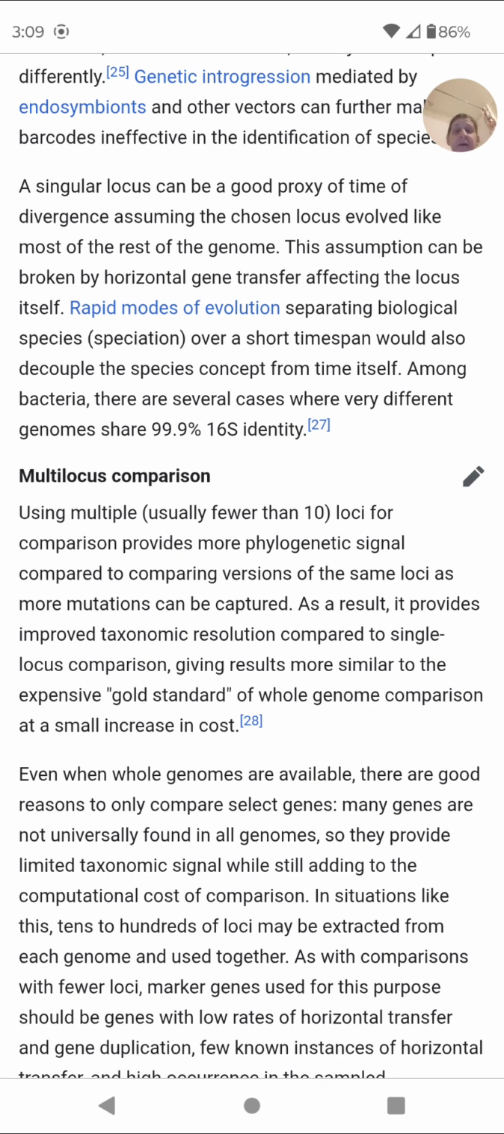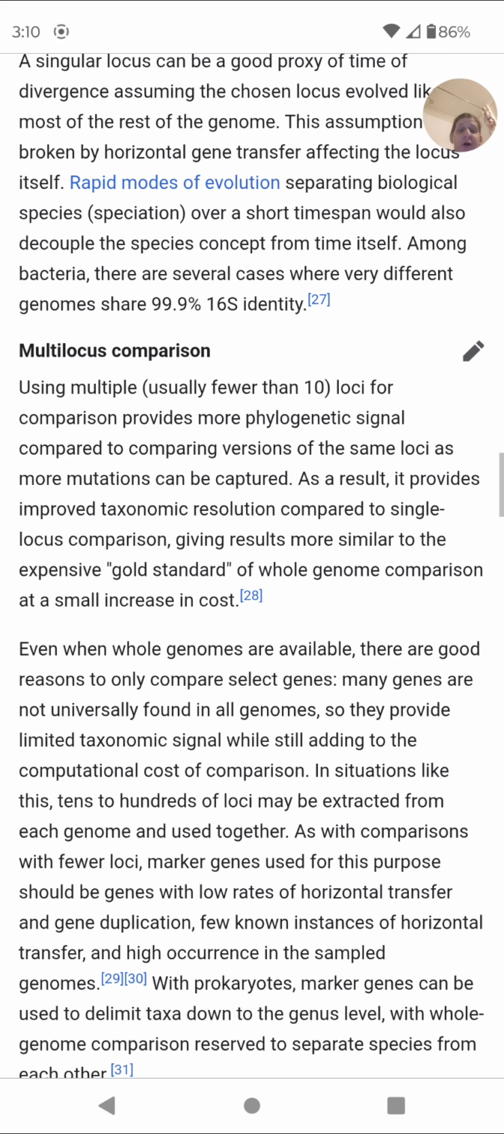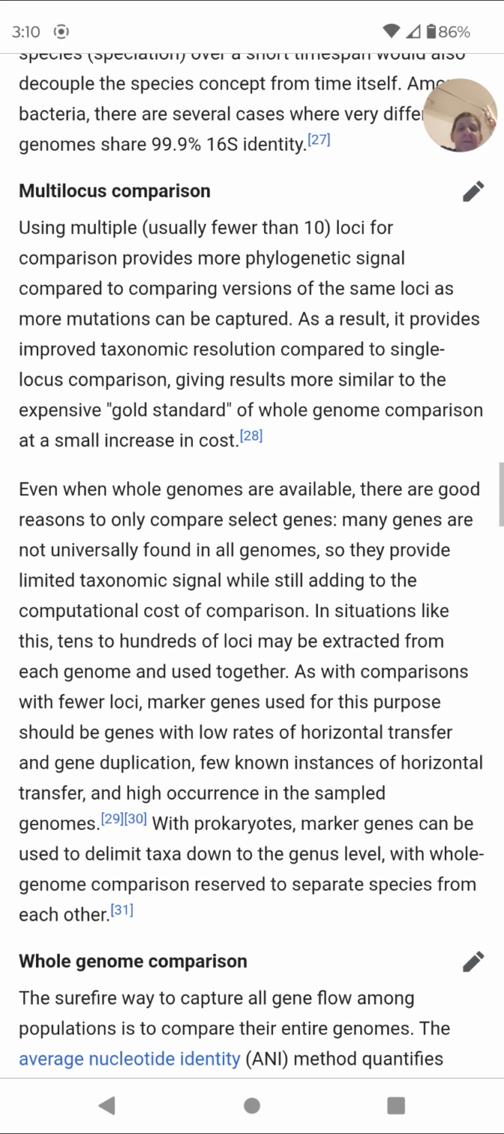Multilocus sequence typing using multiple, usually fewer than 10, loci for comparison provides more phylogenetic signal compared to comparing versions of the same locus, as more mutations can be captured. As a result, it provides improved taxonomic resolution compared to single locus comparison, giving results more similar to the expensive gold standard of whole genome comparison at a small increase in cost.